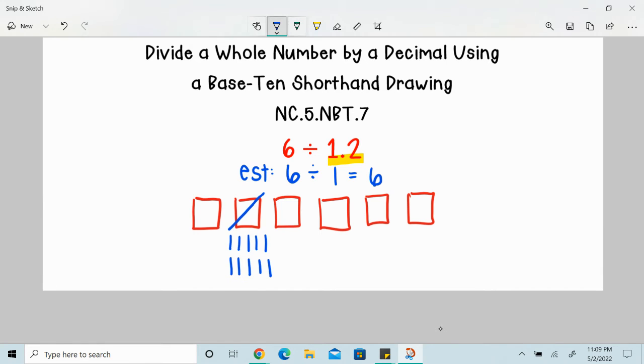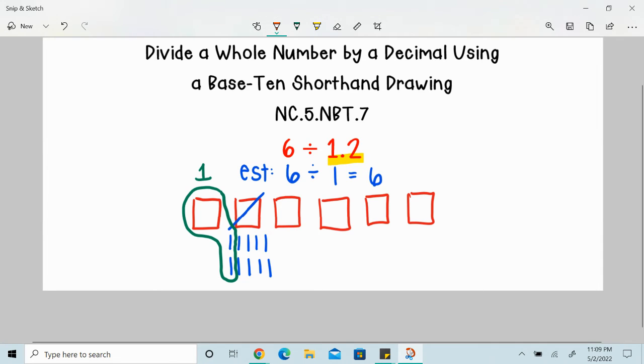And now I can circle one group of 1 and 2/10. So I have one whole and 2/10. I'm going to label that as group 1. So again, I'm trying to determine how many groups of 1 and 2/10 there are in 6 wholes. I see that I have more wholes remaining as well as additional tenths, so I can continue to circle groups of 1 and 2/10. I'm going to switch colors just so that it's clear, but I'm going to take this whole right here. I have one whole, and I'll grab these 2/10 to go with that one.